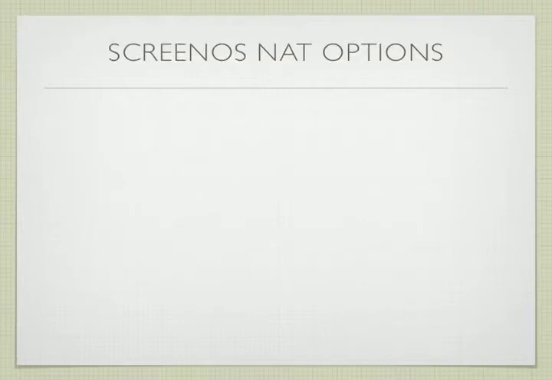So ScreenOS offers a number of methods in order to do these translation options. As we mentioned in a previous lesson, there is a basic interface NAT which can be used in certain circumstances only from certain zones in order to provide internet access from the device. And that's set up by default in those default methods on a device that's the branch size.